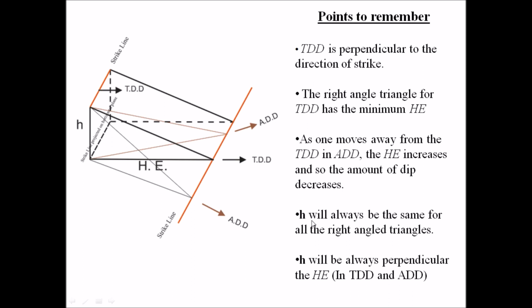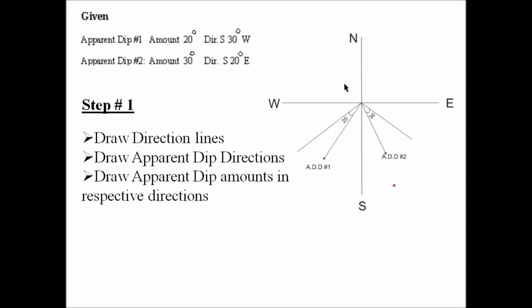Now in these problems, or in these triangles, you can always see that H is always taken as the same. We do not change H here. For all these three triangles, H is the same, that is the fallen height, and H will always be perpendicular to the horizontal equivalent. In all the three triangles, H is always perpendicular to the true dip direction. So these things one has to remember while doing the dip strike problems.